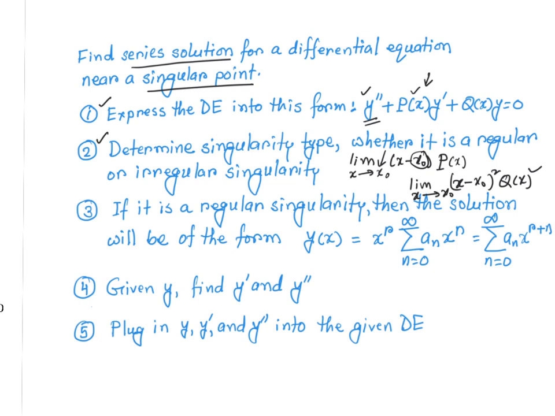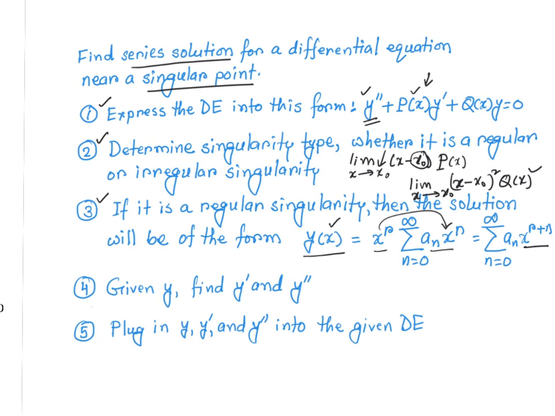And what is that solution going to look like? That's how it's going to look like. y of x is equal to x to the power r times the summation from n equals 0 to infinity of a sub n x to the power n. And I can bring this x to the power r inside the summation. That's going to give me x to the power r plus n.